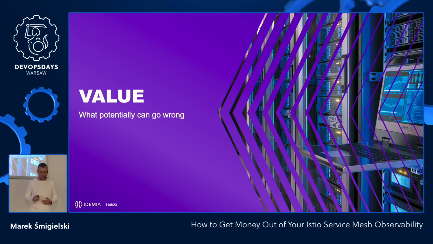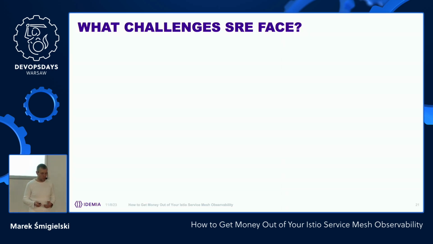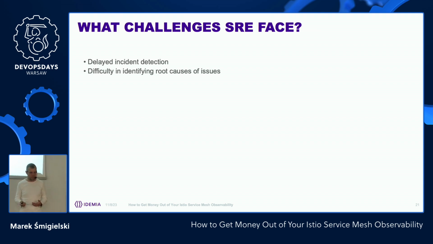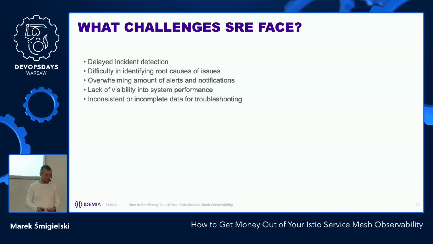So before we go to the discussion about the metrics itself that Istio provides, I want to talk about the value a little bit and what basically can go wrong. What challenges the SRE face when they have a monitoring system in place. So I asked this question and the answer that I got is, first, delayed incident detection. So it's sometimes very hard to find out that something is happening. So it's difficult to identify the root causes of the issues, even with all the tools that we have right now. That is something that I find very interesting. It's the overwhelming amount of dashboards, monitoring, alerts, notifications that we face every day, and they are not helping at all. Lack of visibility for the system performance, or inconsistent, incomplete data.